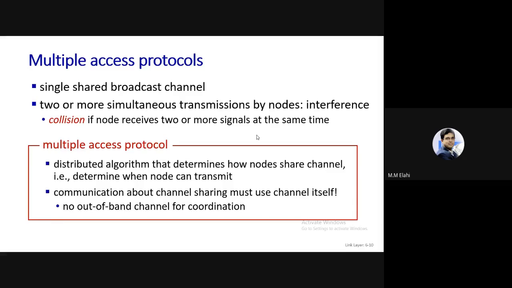As I said in the last class, a collision domain is the area within which more than one node can simultaneously send, and then collision can happen. So what do multiple access protocols do? There are some distributed algorithms that determine how nodes share the channel and determine when a node can transmit. And communication about channel sharing must use the channel itself. That is one big disadvantage of this multiple access protocol.